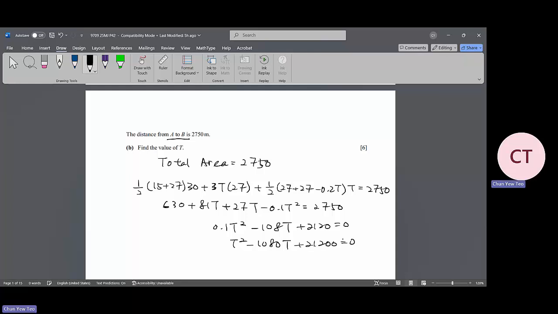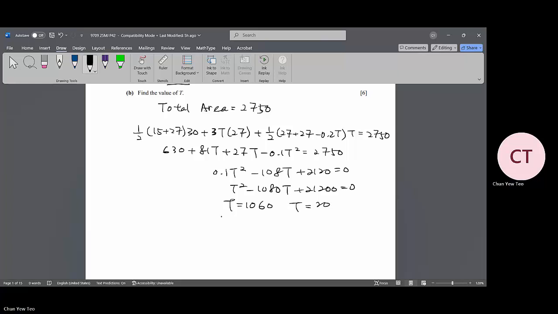Okay, so to save time, we just use the calculator, press the answer, and it will do. Over here, you can get t equal to 1060 and another t equal to 20. This t is too big already, so this one is rejected because t is less than 30. Therefore, your answer t must be 20. So this is the value of t.